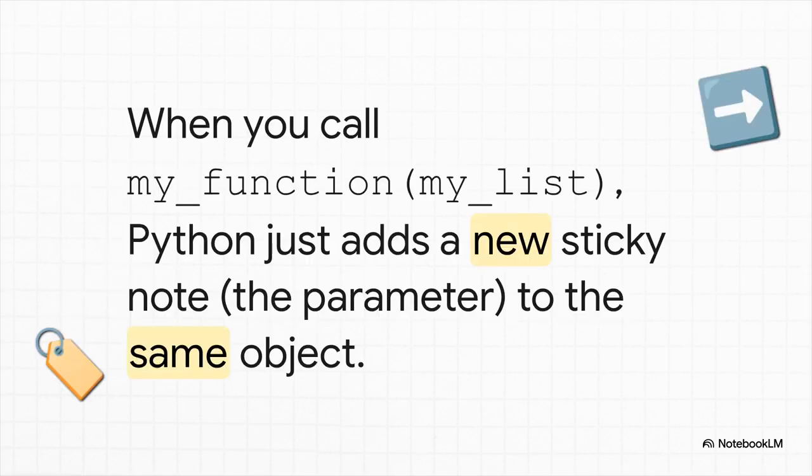And this is the absolute key to the whole mystery. When you call a function like my_function(my_list), Python doesn't make a copy of your list. No way. It just grabs a new sticky note, writes the parameter name on it, say data, and sticks it on the exact same object. So now you have two different names, two sticky notes, pointing to the very same list in memory.